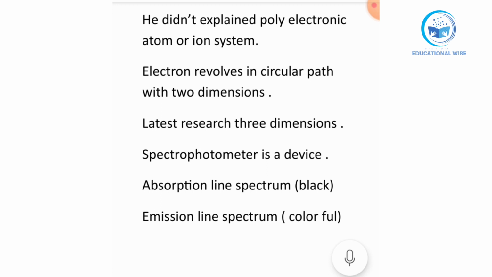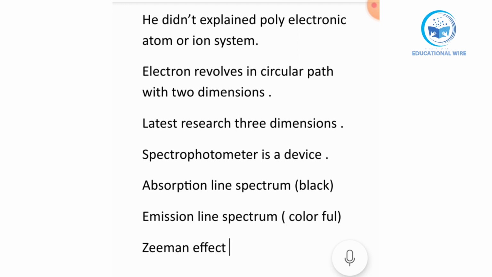So this was the experiment he did with a spectrophotometer device, to study the monoelectronic atom. But after that, his theory was also shown to be wrong, because two scientists studied more about line spectrum and discovered two effects. Firstly, we should talk about the Zeeman effect.